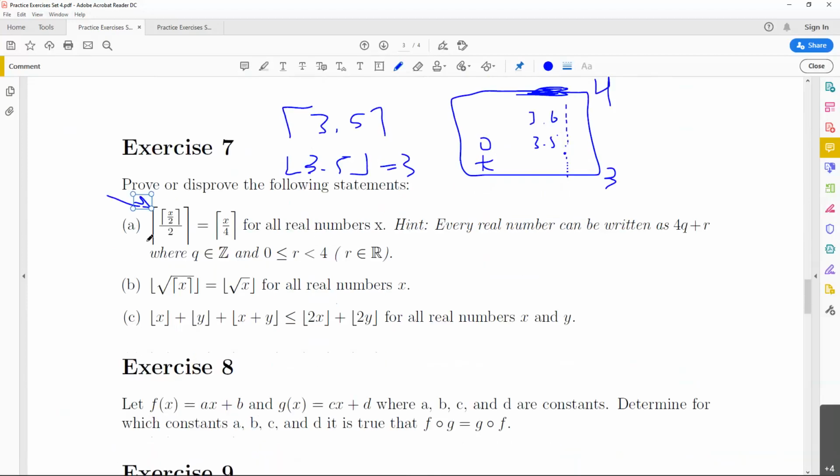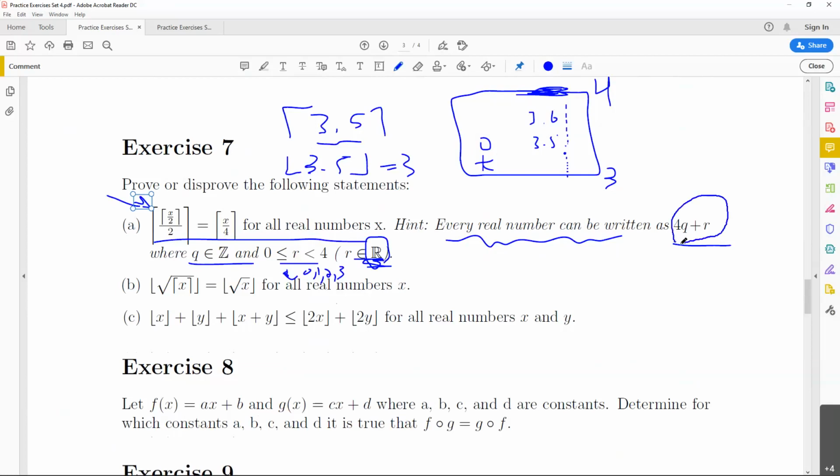Okay. Show for all the real numbers that this is true. Oh, prove or disprove. So it might be or it might not be true. Hint: every real number can be written as 4q plus r, where q is in Z and r is anything between 0 and 4. It's not just 0, 1, 2, and 3, because r is in the set R. So it could be a decimal, the normal decimal that we know.